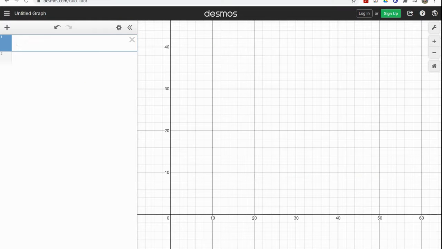9,000 divided by, parentheses, 1 plus 0.06 divided by 4. I'm going to end the parentheses, but then raise it to the 40th power. And I get 4,961.